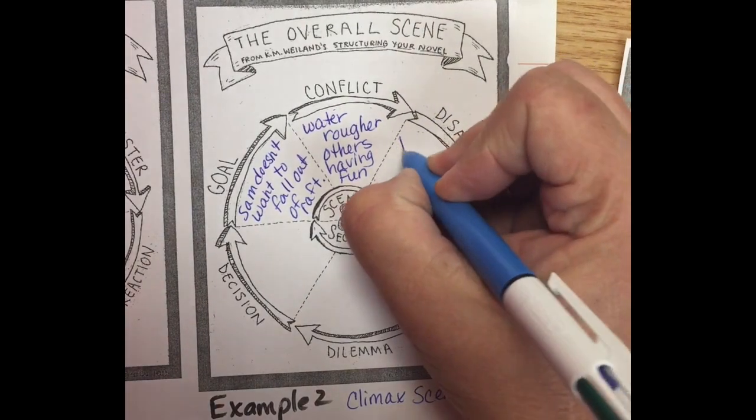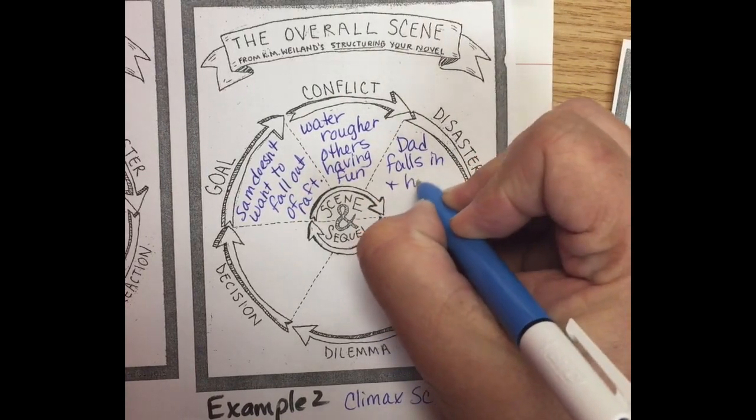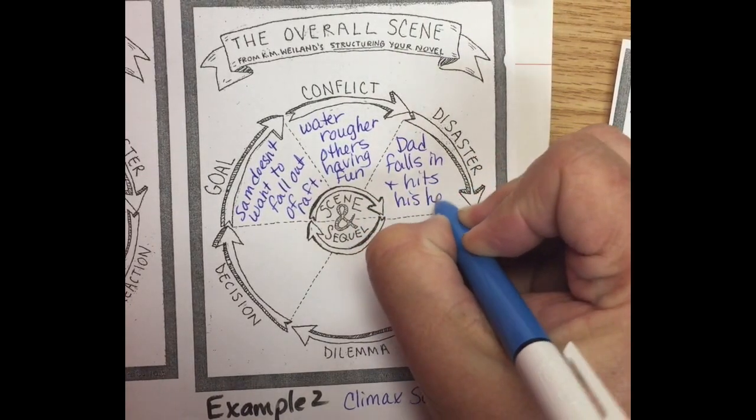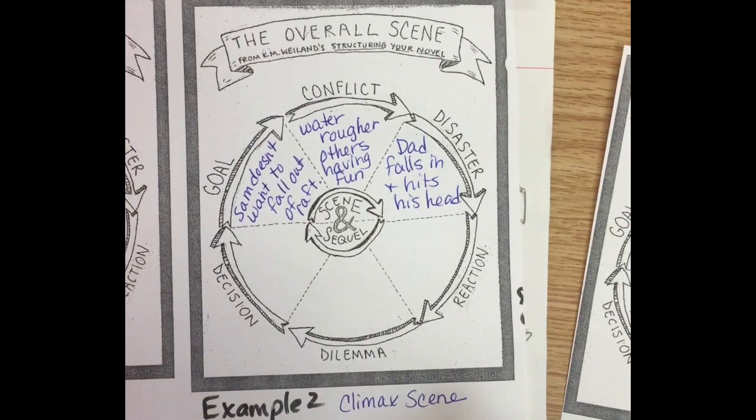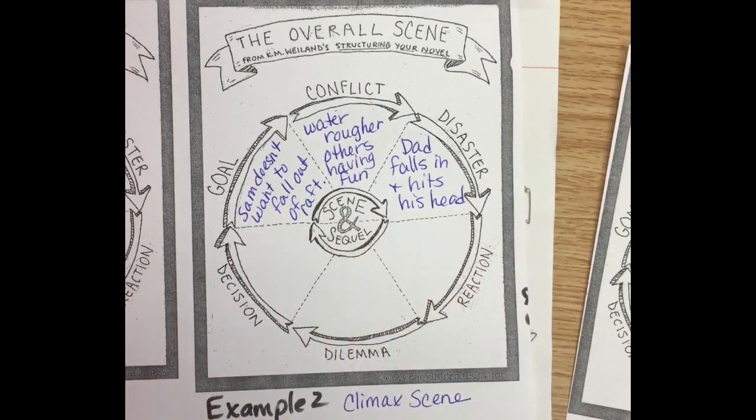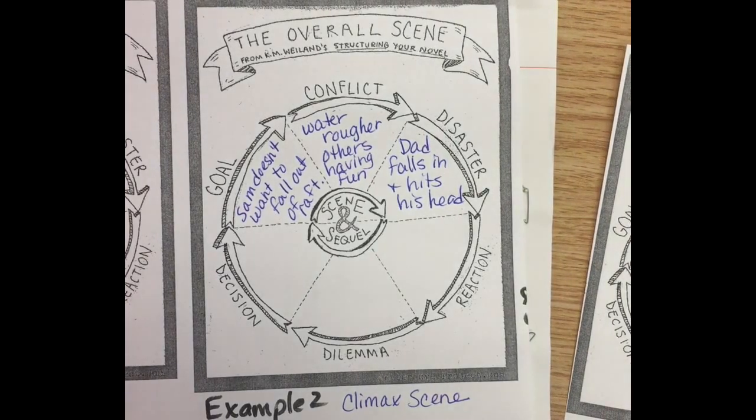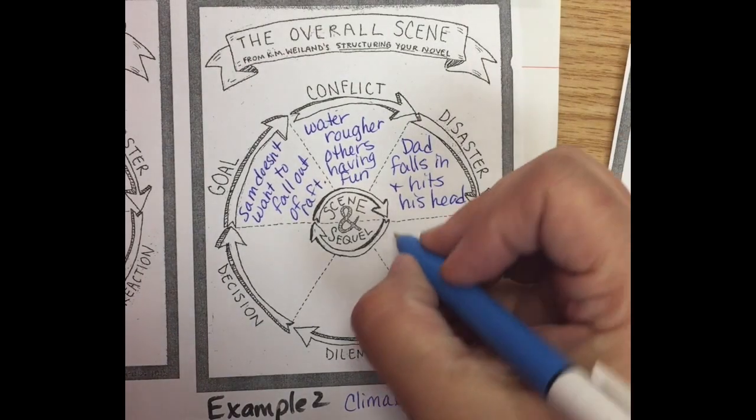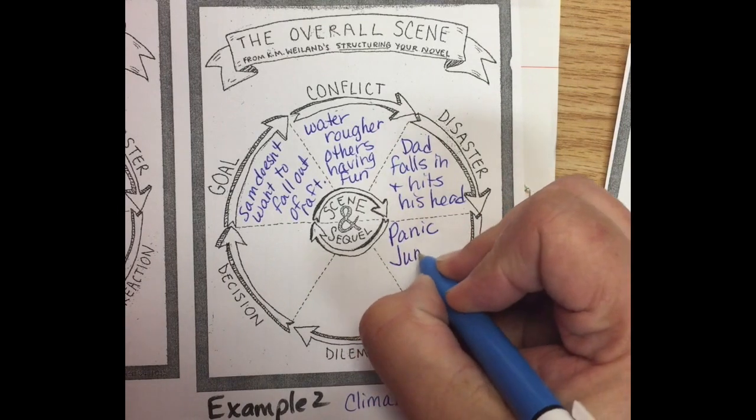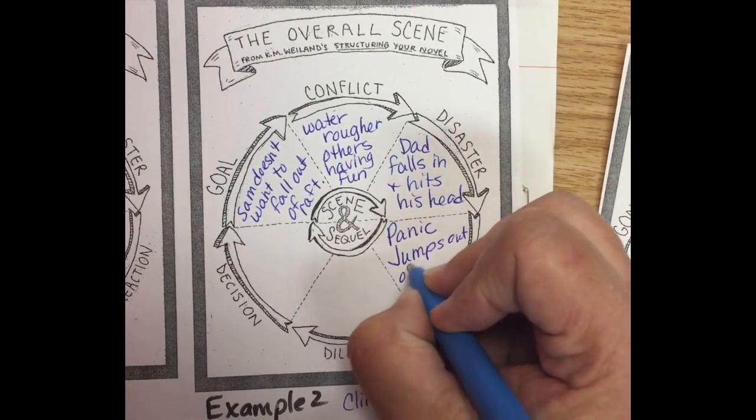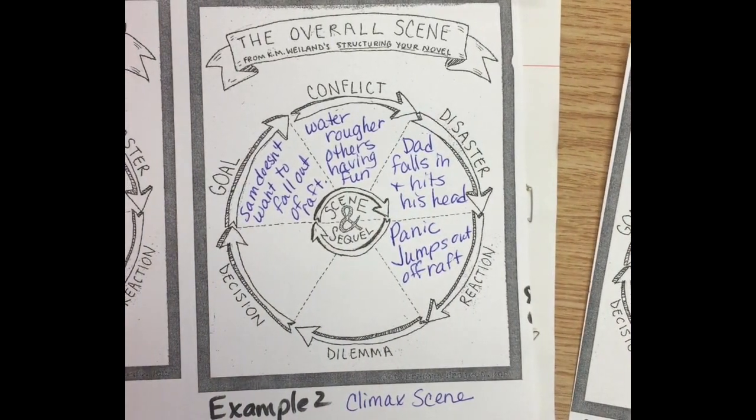Then the disaster happens. Dad falls in and hits his head. Okay. Oh gosh, now what's Sam going to do? Okay, so he has to have a reaction. He has to react fast. He can't just sit there and go, oh my god, oh my god, oh my god, what do I do? He's got a second to panic and then a second to do something about it. So he panics at first, very short, and then he jumps out of the raft to go save his dad.